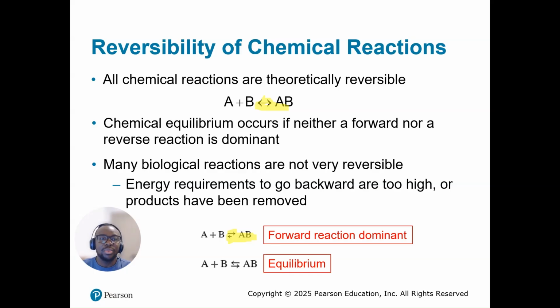A chemical equilibrium is achieved when neither the forward nor the reverse reaction is dominant, depicted by arrows of equal length. Many biological reactions are not reversible. The reason is because there is a high energy requirement to go backwards. In some cases, the products are being removed as they are made, thereby favoring the forward reaction.